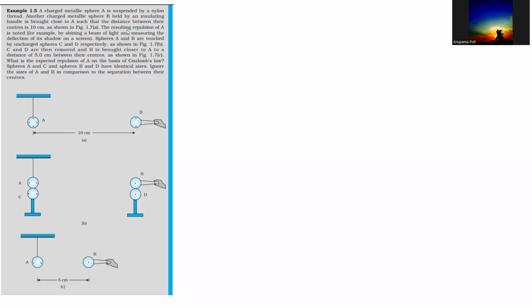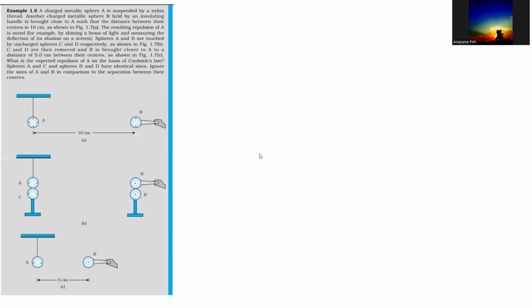Now, the resulting repulsion of A is noted. Spheres A and B are touched by uncharged spheres C and D respectively, as shown in the figure. C and D are then removed and B is brought close to A at a distance of 5 centimeter. What is the expected repulsion of A on the basis of Coulomb's law?